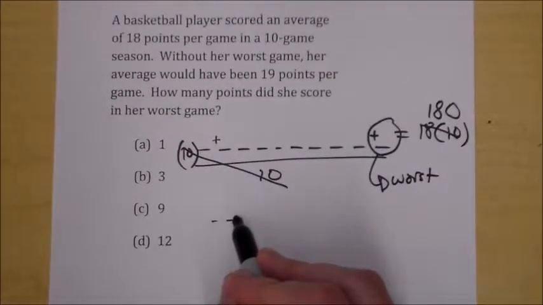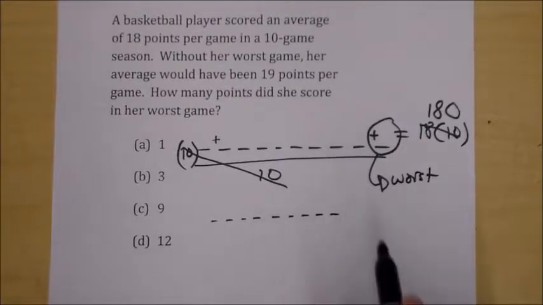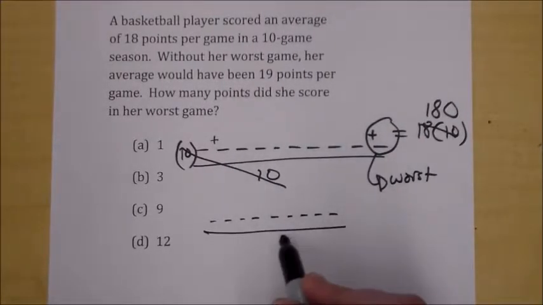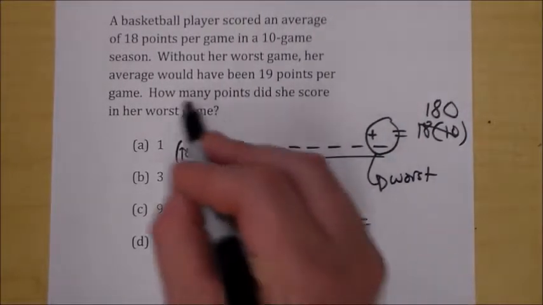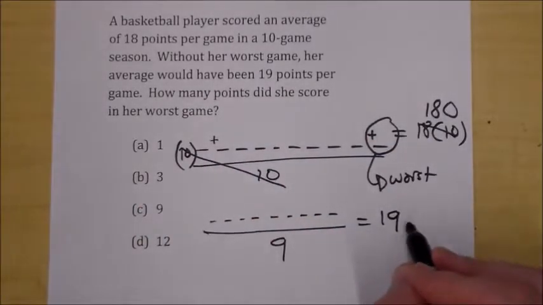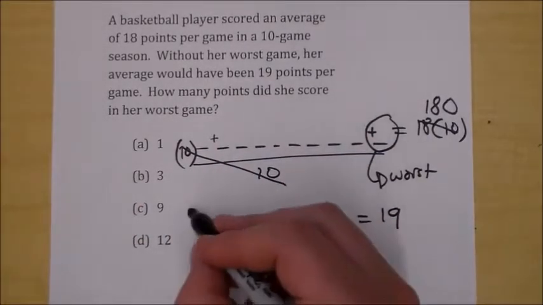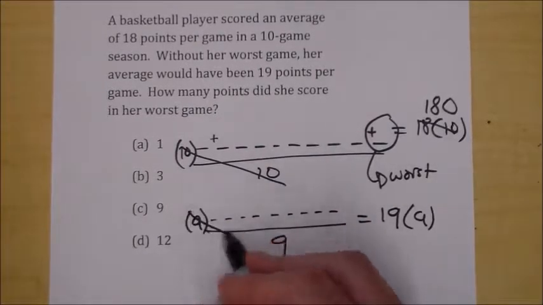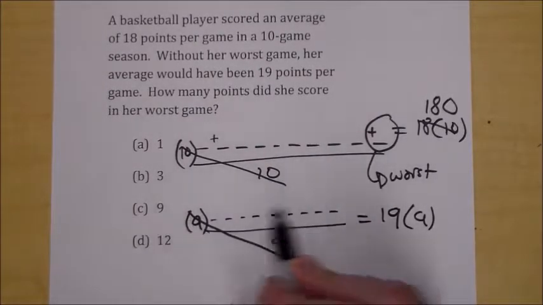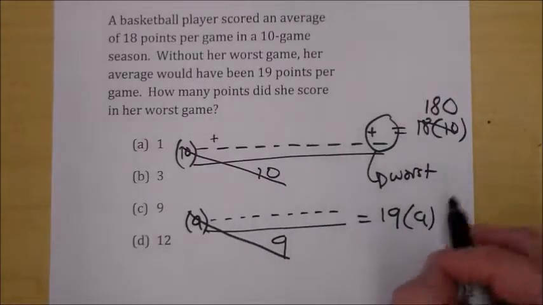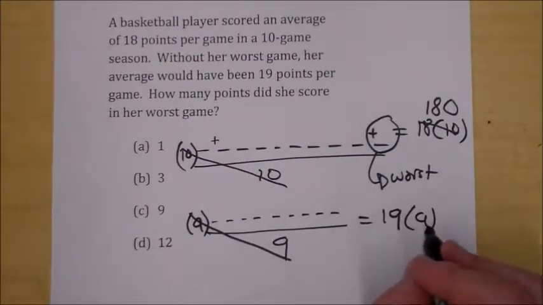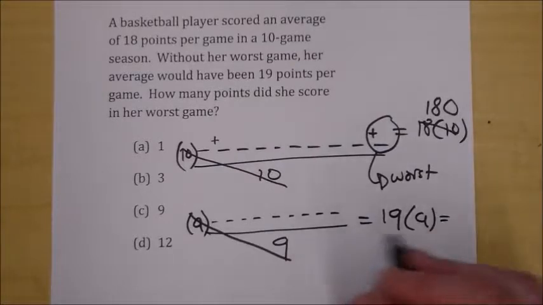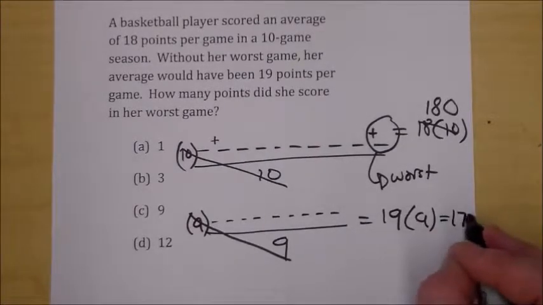So if we have 1, 2, 3, 4, 5, 6, 7, 8, 9 games left, and we get the average of that by dividing by 9, we're going to get an average of 19 points per game. Well, again, if we multiply each side of the equation by 9, we're going to get what the best 9 games add up to. If we do the math here, 19 times 9, you can do it out long if you need to, it's going to be 171.